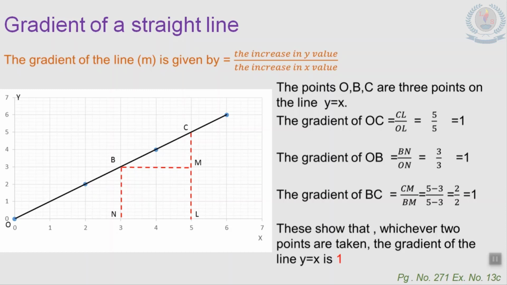The gradient of OC is equal to 5 divided by 5, equal to 1. The gradient of OB is equal to 3 divided by 3, equals 1. The gradient of BC we can find by 2 divided by 2, 1. These show that whichever 2 points are taken, the gradient of the line y equals x is 1.